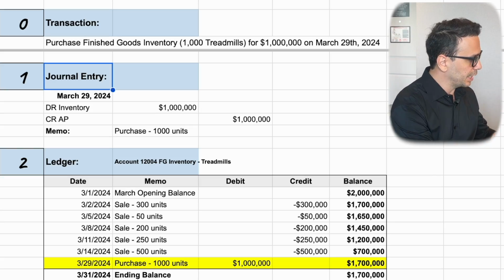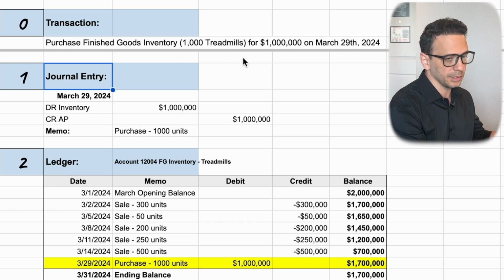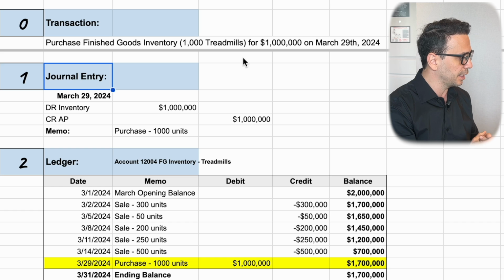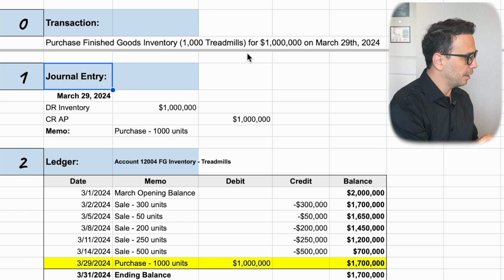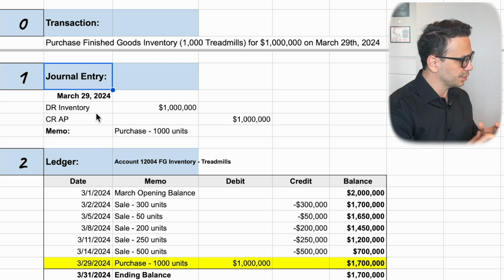All right, so let's see. So I'm going to take you guys through this transaction here. What we have is a purchase of finished good inventory of 1,000 treadmills. So this is a company that buys treadmills as inventory and sells it. 1,000 treadmills for $1 million on March 29th, 2024. So the first step in the process is going to be the journal entry.